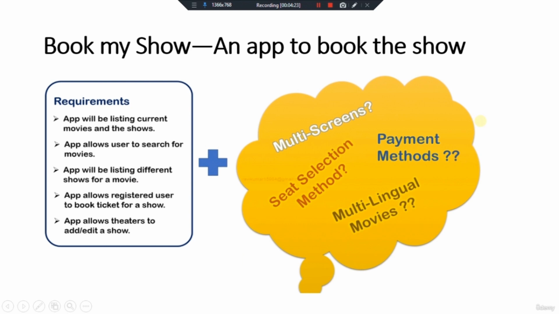So it should be multi-screen, or what is the criteria for seat selection, what should be the payment method, whether API payment, card payment, or direct bank account payment, or how many languages we are going to support. All these points can be considered as part of the assumptions. So we also took some assumptions while developing this app. In the next subsequent lectures, we are going to discuss these multiple criteria.